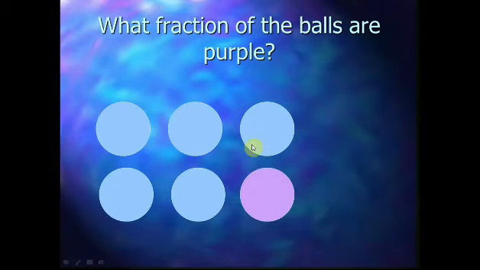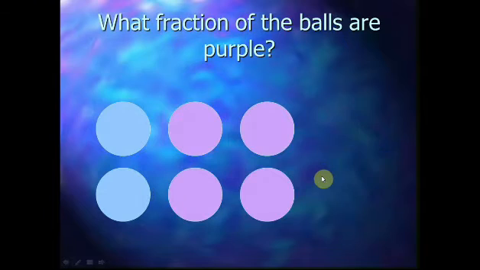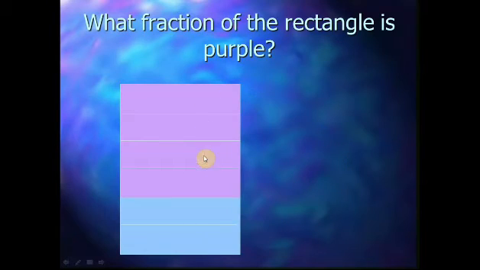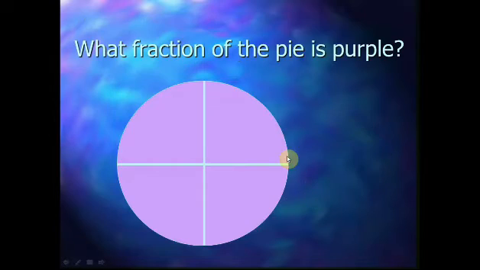1, 2, 3, 4, 5, 6 and 1 shaded. It will be 1/6. 1, 2, 3, 4 shaded over 6. It will be 4/6. 1, 2 shaded and the total number of parts is 6. It will be 2/6.